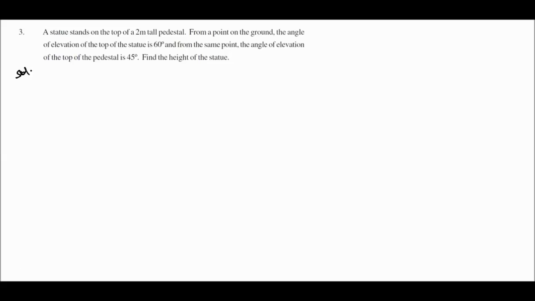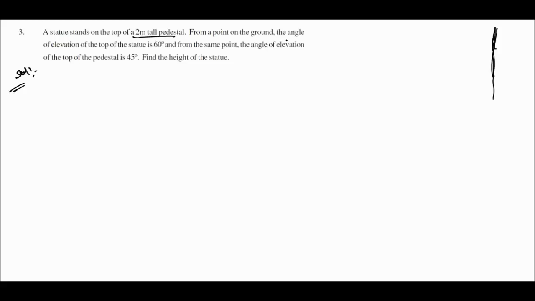So the third solution here. What is it saying? A statue stands on the top of a 2 meter tall pedestal. Pedestal means the base under the statue, and the statue is on top. So the statue is this one and the pedestal is this one here. So this much.